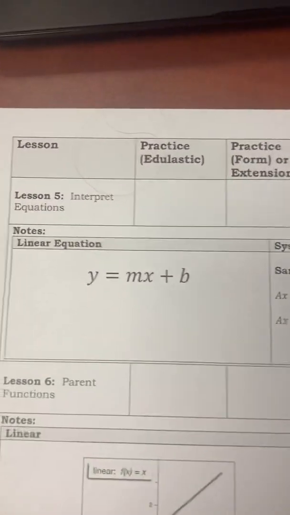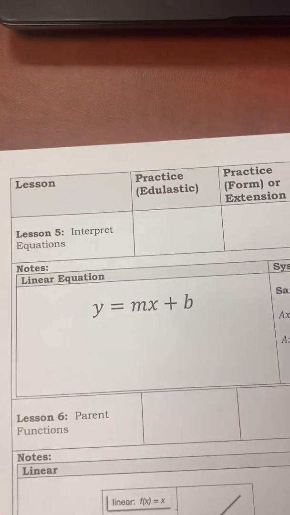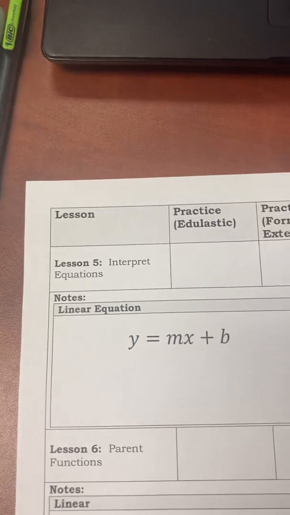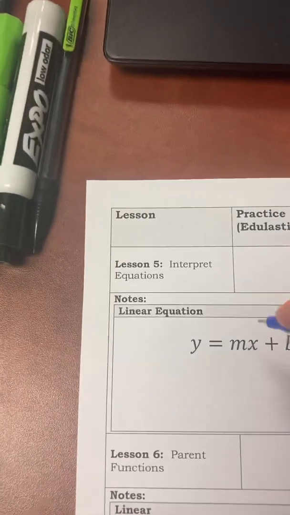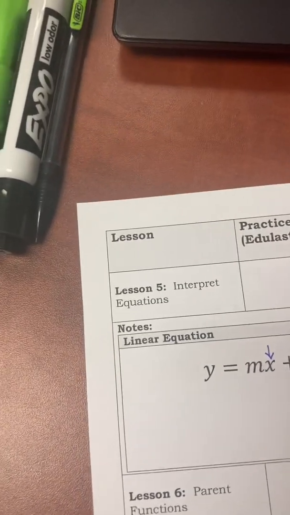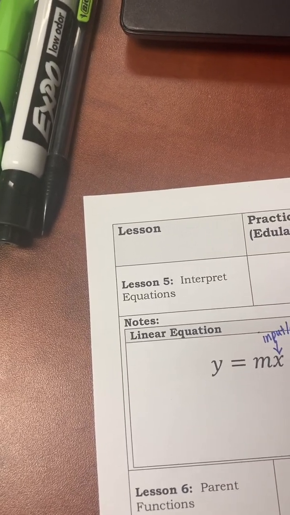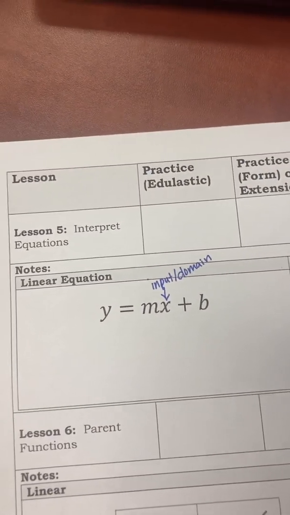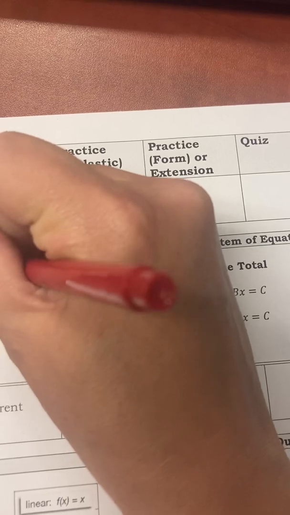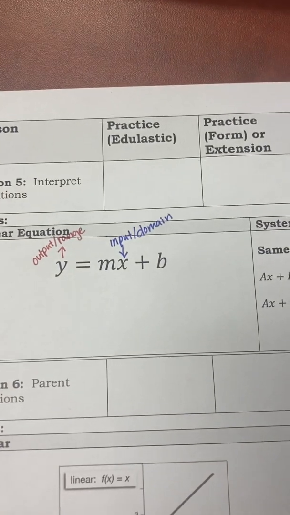So here I am looking at the paper for lesson 5. First we're going to look at y equals mx plus b. This is all about interpretation. We need to know how to interpret y equals mx plus b. The x is your input. It is also the domain. So x values are your input values or your domain. The y is your output, or your range. So that's always going to give you like a total.